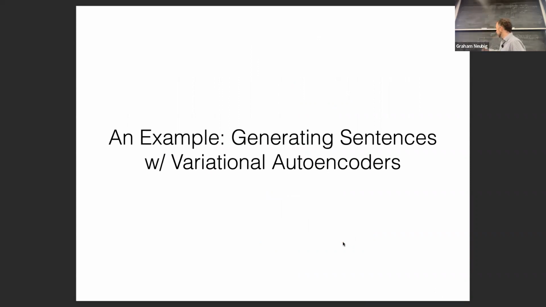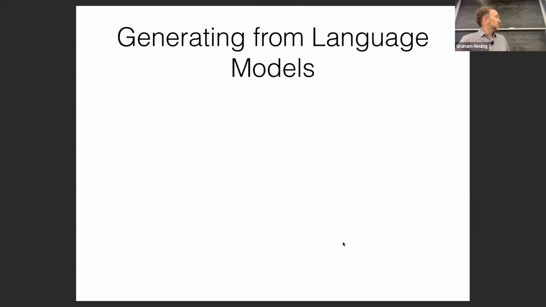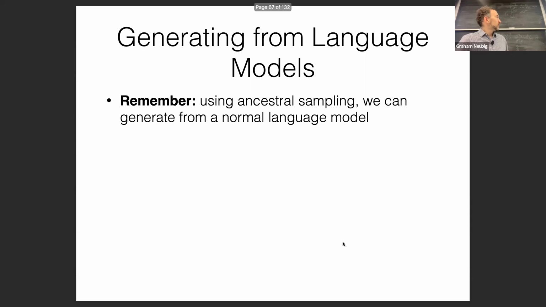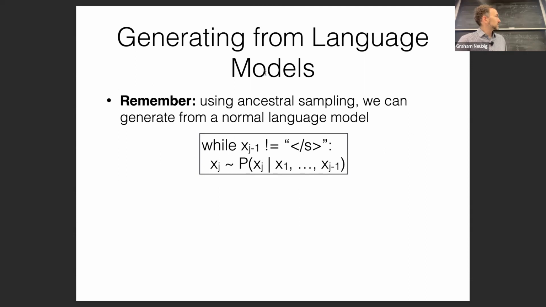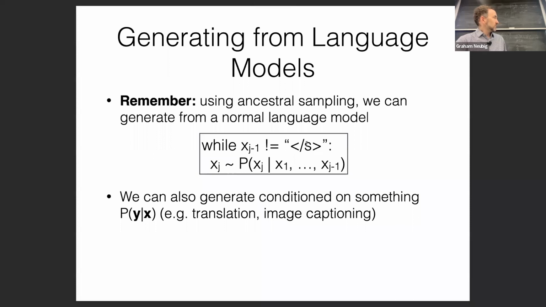So to give an example, I've given a few examples already, but this is an example of a latent variable model. Normally when we generate from language models, we can use ancestral sampling to generate an output sentence, right? We calculate the probability of the next token, and while the next token is not the sentence end token, we just sample the next word. And of course, we can also do a conditioned language model for translation or other things like this.